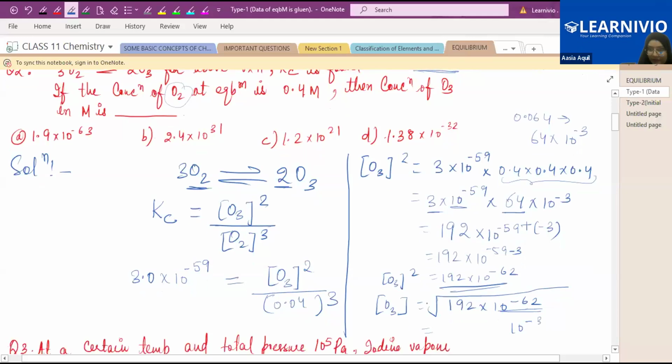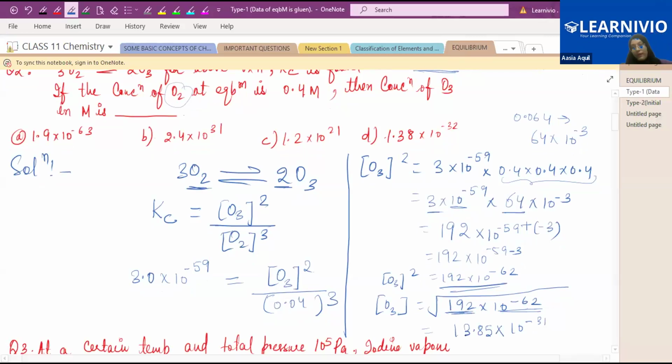Okay, when you bring it out of the bracket, right? The under root of 10 raised to the power minus 62 will become 10 raised to the power minus 31, multiplied by, what is the under root of 192? So the under root of 192 is 13.85. 13.85 is the under root of 192.